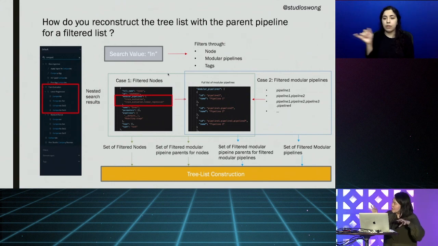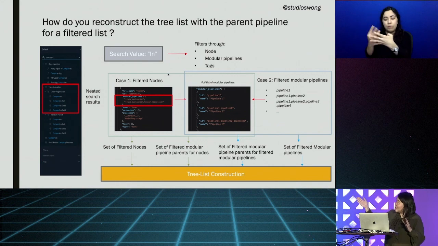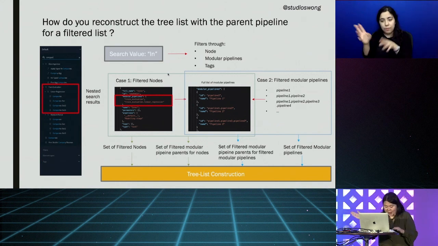So that we can split into 2 cases. Case 1, if it's a filtered node, then we will have 2 selectors. One selector will simply return the set of filtered nodes. The other selector will actually take that node and find all the parents of that node and put them also into another set, which is the filtered modular pipeline parents for those filtered nodes. And in case 2, we have the same for the filtered modular pipelines.